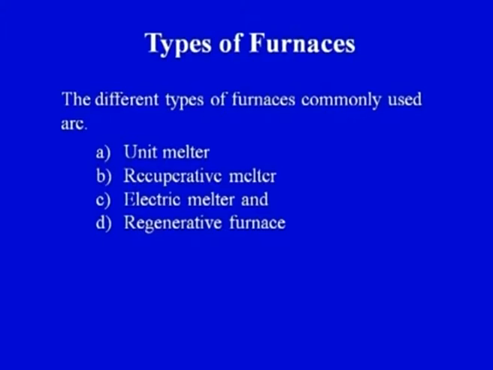Now, with this background in which we have to melt the raw material using any of the furnaces, there are different types of furnaces which are available with the engineers to choose from. Now, which are the various types of furnaces which are available? On your screen you can see there can be a unit melter, recuperative melter, electric melter and regenerative furnace. So, there are different types of melters and furnaces which are used for melting the raw materials.